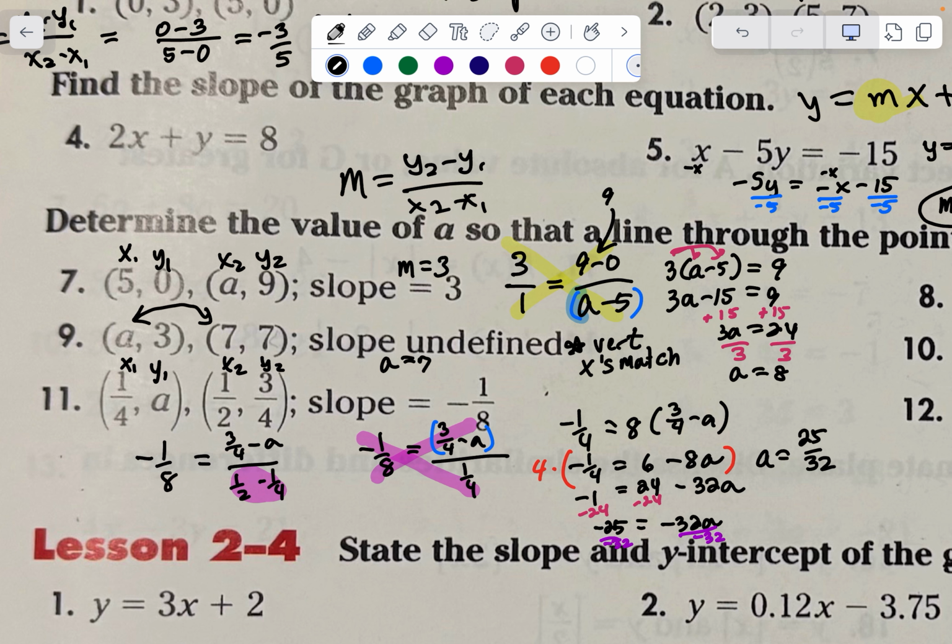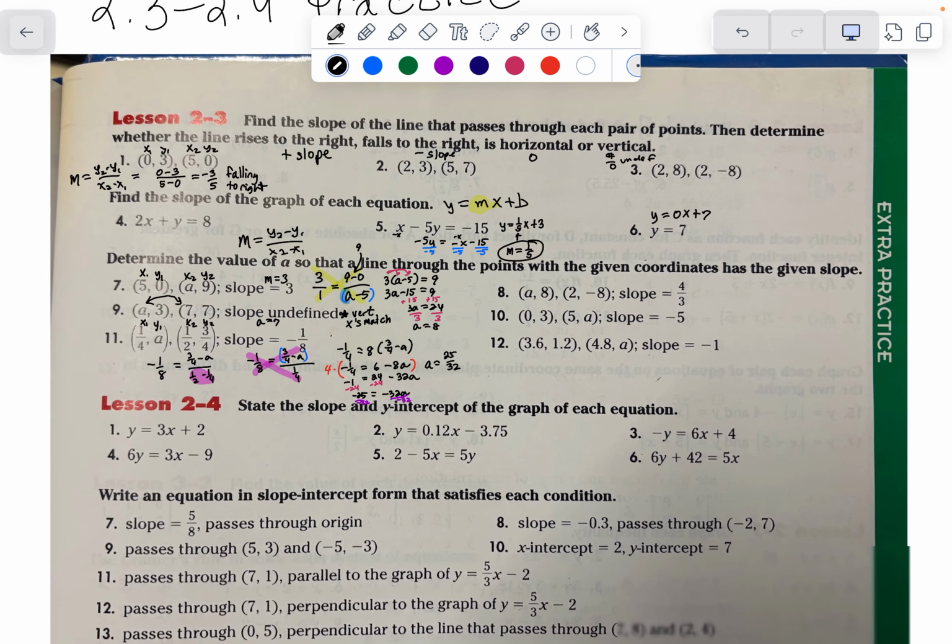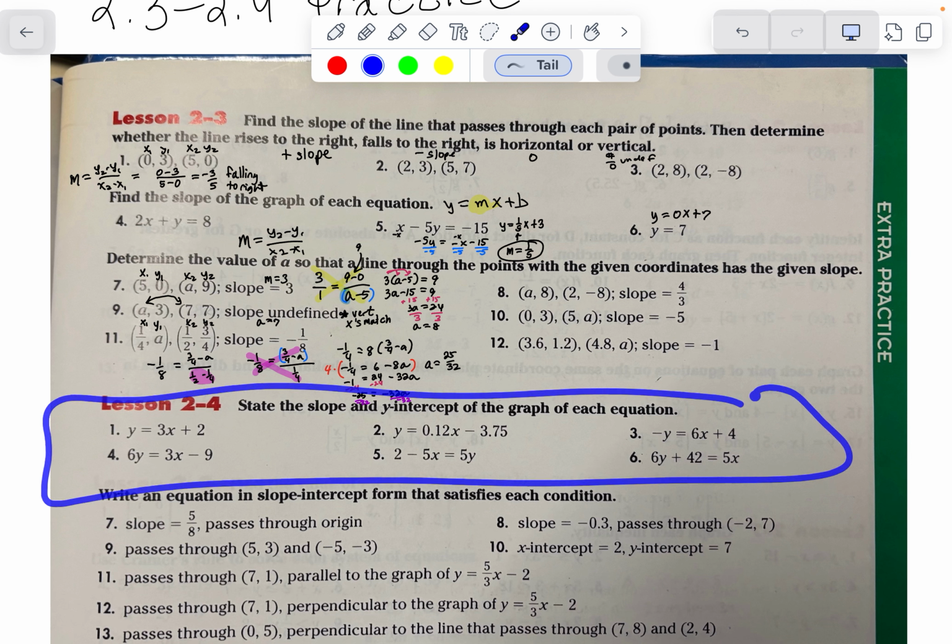Anybody have any questions about 2-3 before we move on to 2-4? Are we good? Okay, now in 2-4, in this first section here, they said state the slope and y-intercept of the graph of each equation.